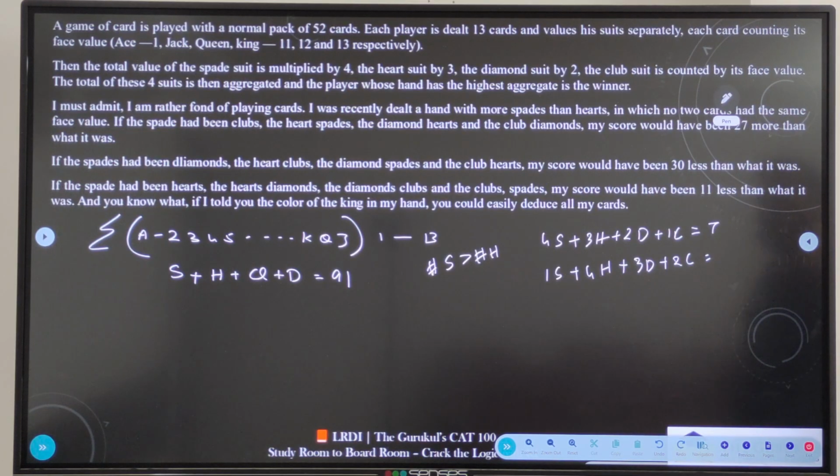is equal to, the score would have been 27 more than what it was. So existing value plus 27. That is my second equation. Okay with this?